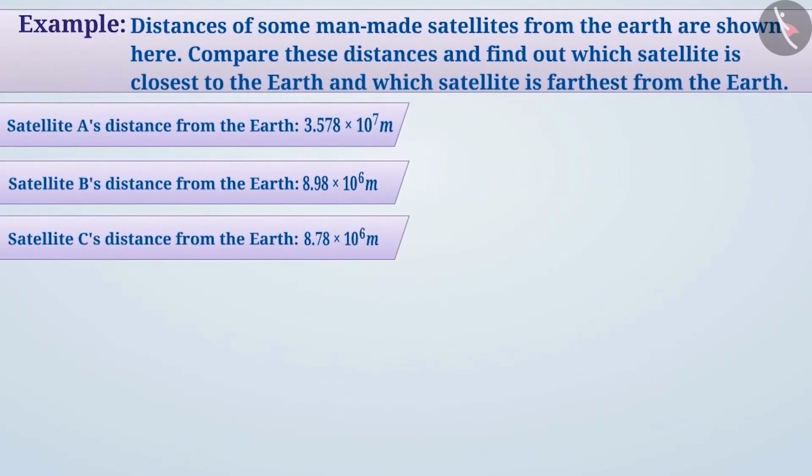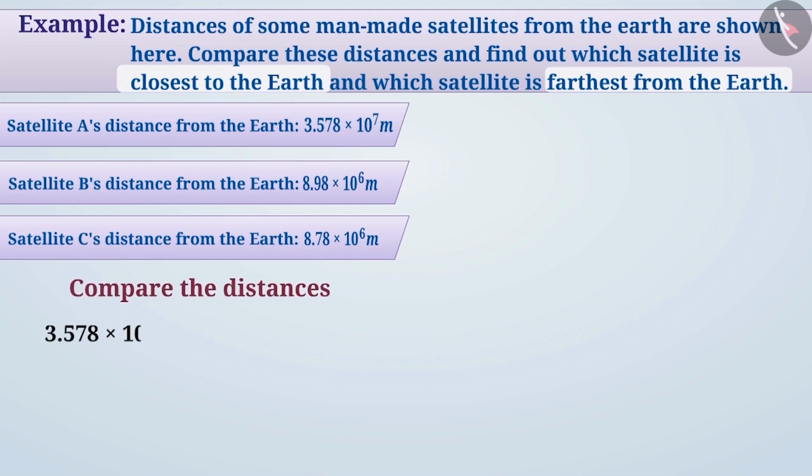Next example. Distances of some man-made satellites from the Earth are shown here. Compare these distances and find out which satellite is closest to the Earth and which satellite is farthest from the Earth. In order to find the closest and the farthest satellite from the Earth among the given satellites, we will have to compare their distances. Let us first compare 3.578 into 10 to the power of 7 meters and 8.98 into 10 to the power of 6 meters.